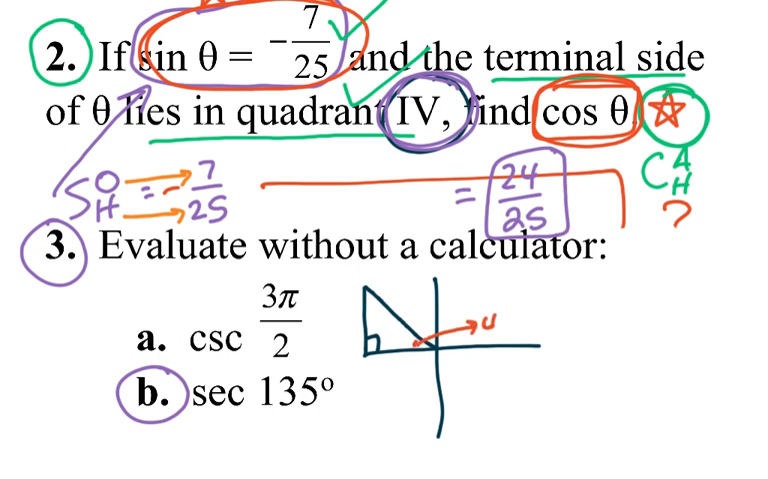This is 45 degrees, which means this is also 45 degrees. Oh, that's great. It's a 45, 45, 90 triangle. Great. All right, got your sides. That's 1, 1, root 2.